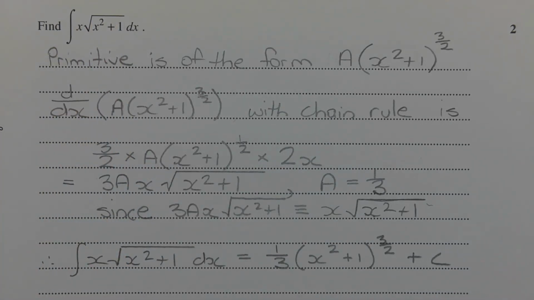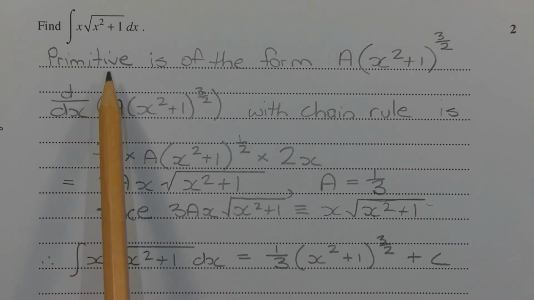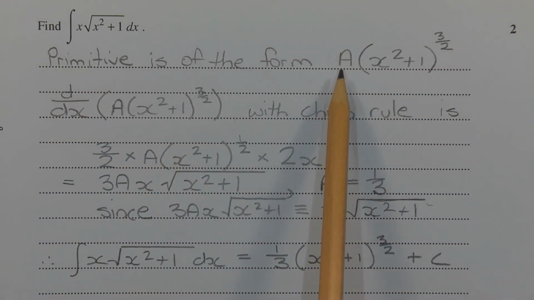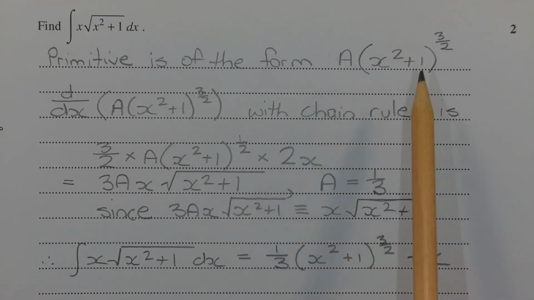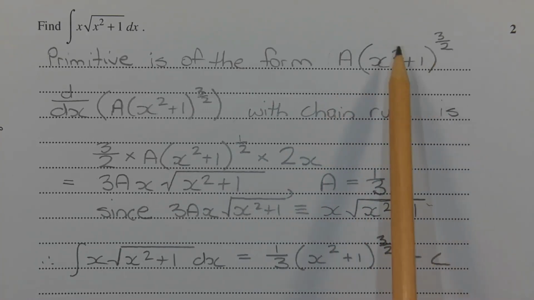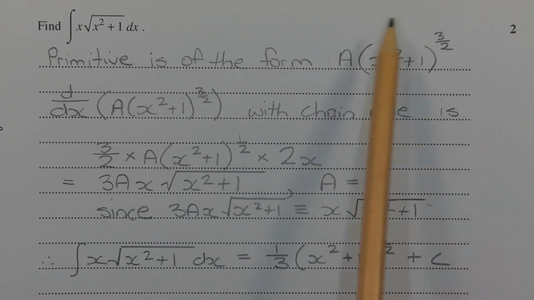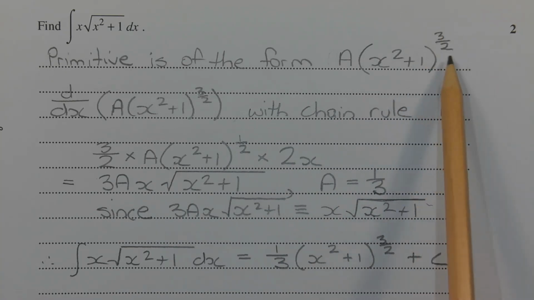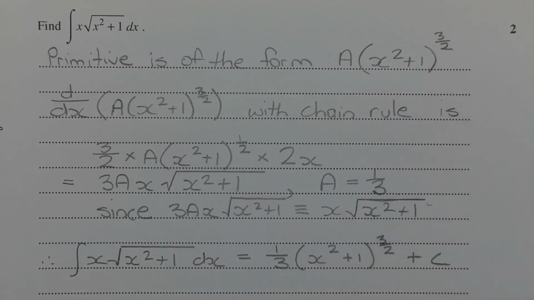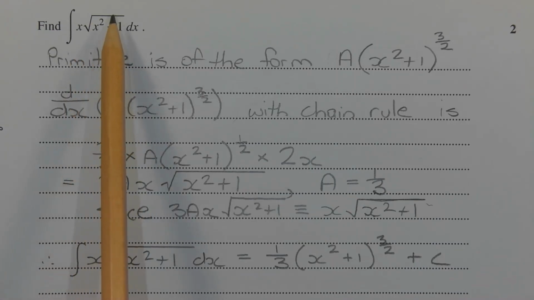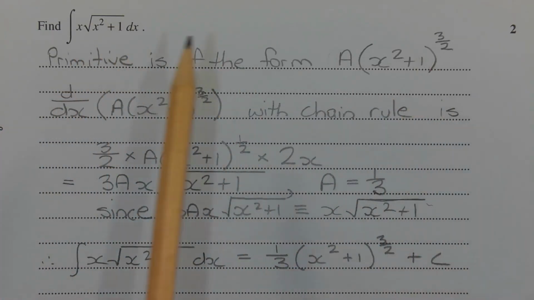That also implies that the primitive function is of this form here. The constant a, and that's what we're trying to find, times x squared plus 1 in brackets to the power of 3 over 2. Now, if we differentiate this function, the power is reduced by 1, so it becomes 1 over 2, or 1/2. And that's where this square root comes from. So I'm going to go with this.